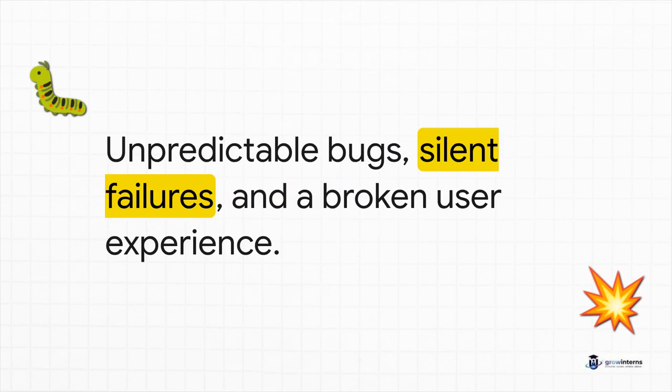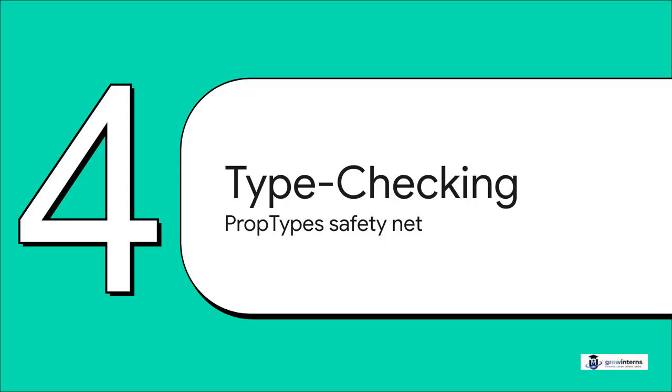You get unpredictable bugs, silent rendering failures where the UI literally just goes blank without any warning, and ultimately a completely broken user experience. When you pass the wrong data types, it's basically like trying to snap two completely incompatible Lego blocks together. The whole structure just crashes down. We need a safety net. And that brings us to section 4, type checking with prototypes, our ultimate safety net.